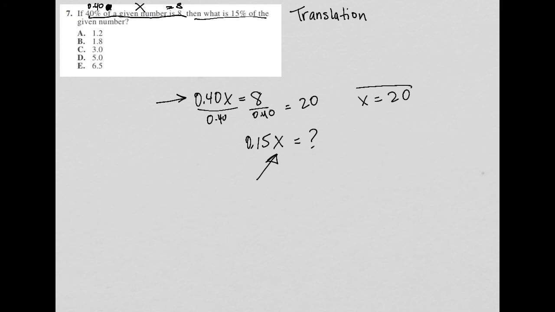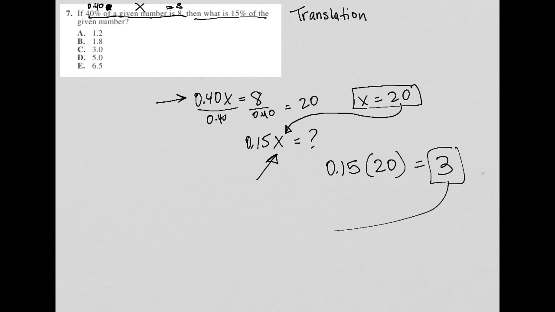So now I take this x equals 20, and I take it down here, which is the actual question, right? So now I'm saying, well, what is 0.15 times 20? What is 15% of 20? And when you put that in your calculator, 0.15 times 20, the answer we get there is 3. Therefore, the final answer for us is choice C.